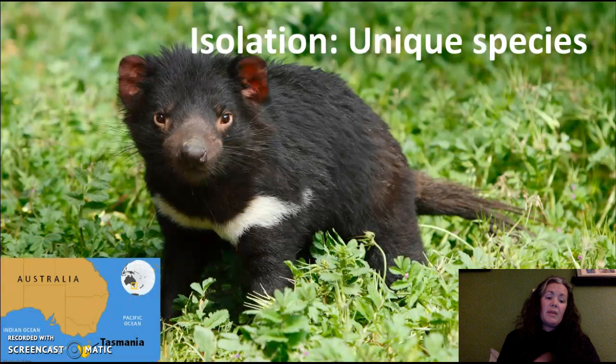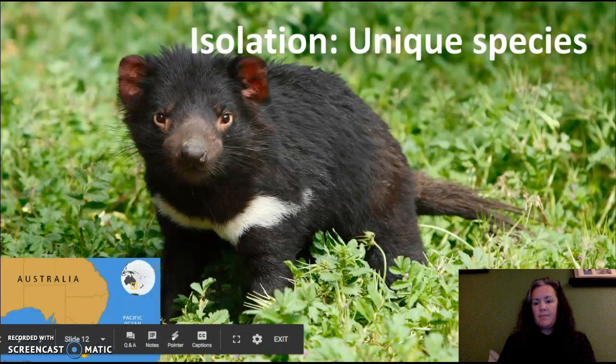And so places like Madagascar, Tasmania, the Galapagos Islands, Hawaii, islands have really, really unique species, and that is a piece of evidence that Darwin was looking at. That biogeography is part of that study.